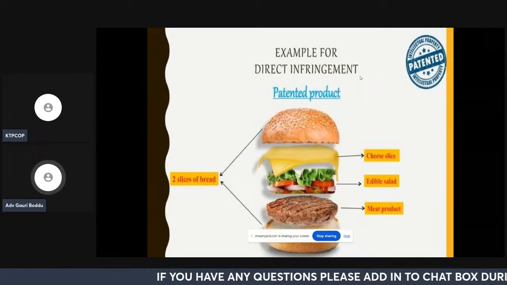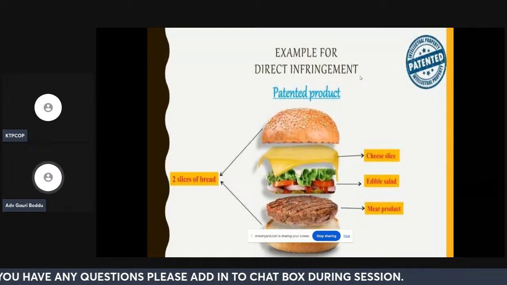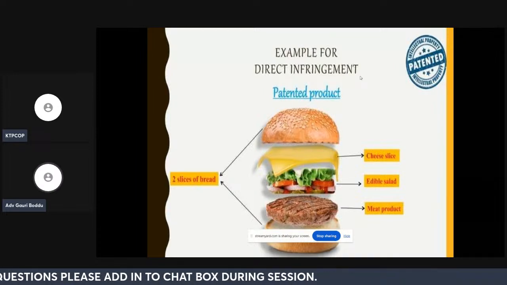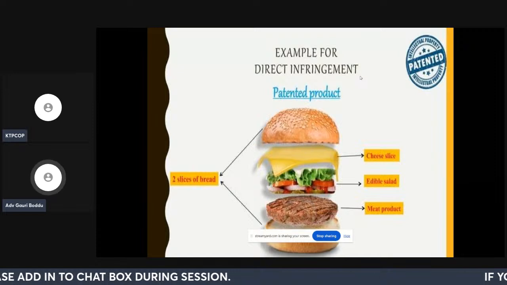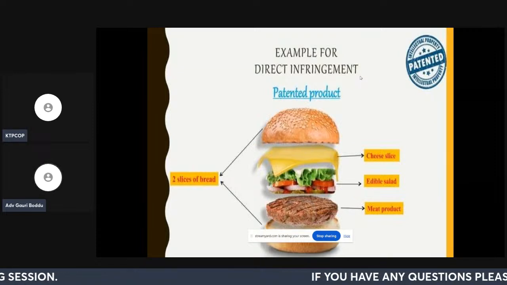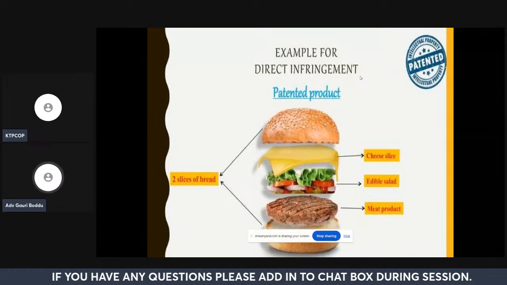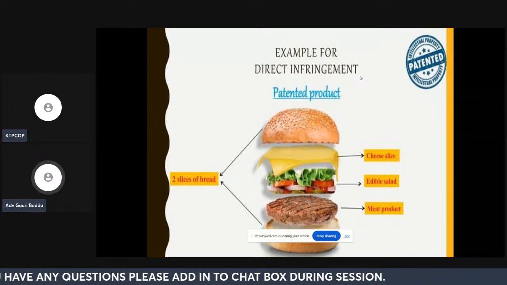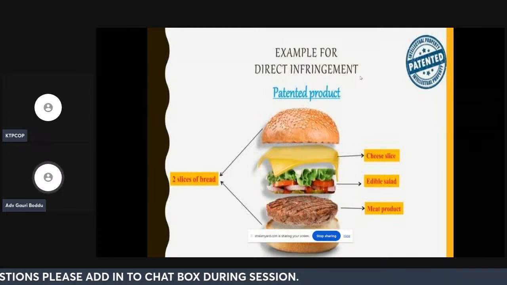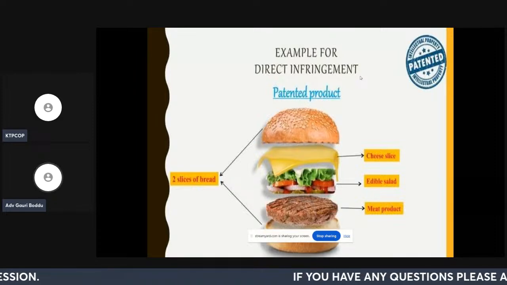So this is the example of direct infringement. Now this is the patented product. This is a burger. It contains two slices, a cheese slice, edible salad, and a meat product, each ingredient in that. So if someone stole this in the same way it has been made by A, but B is stealing that procedure and making it exactly the same, then it is a direct infringement. So guys, this is the direct infringement example.